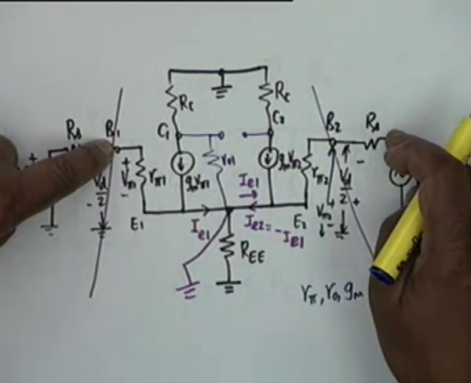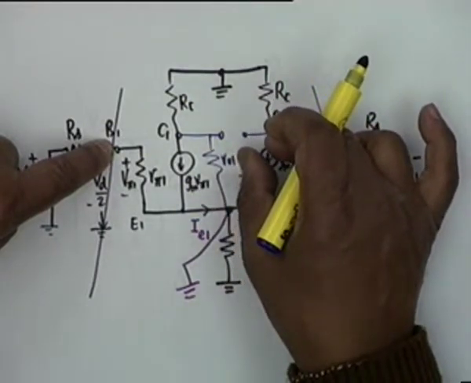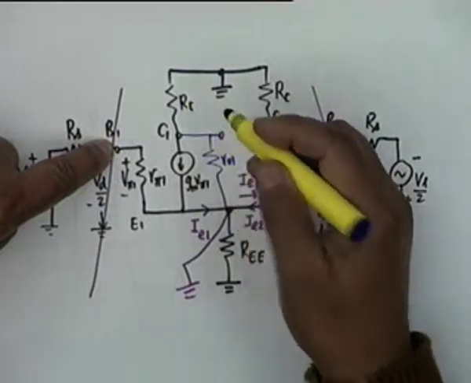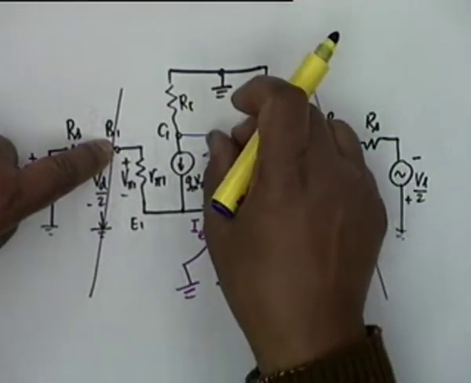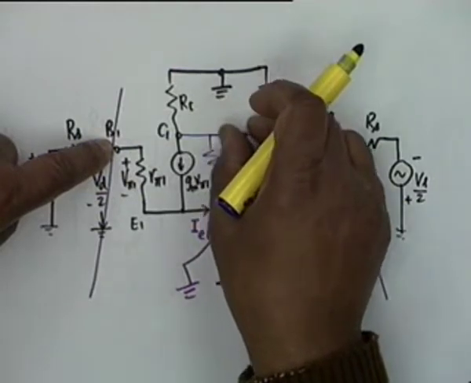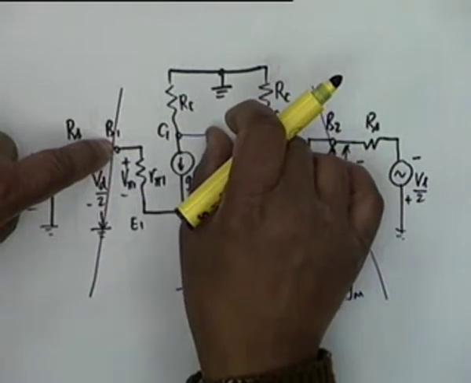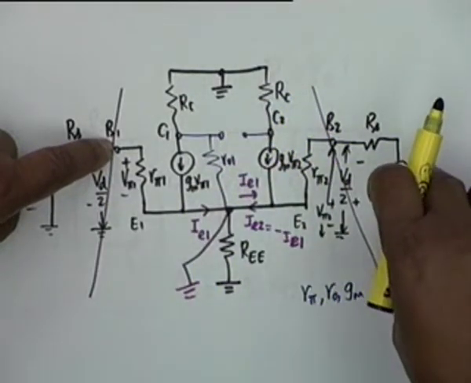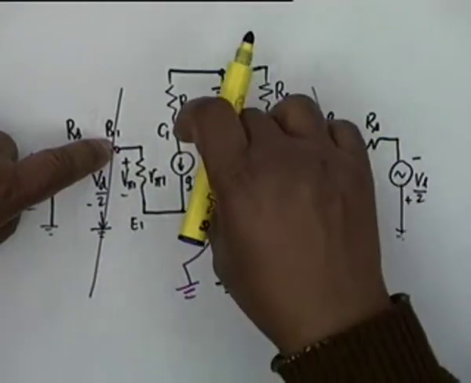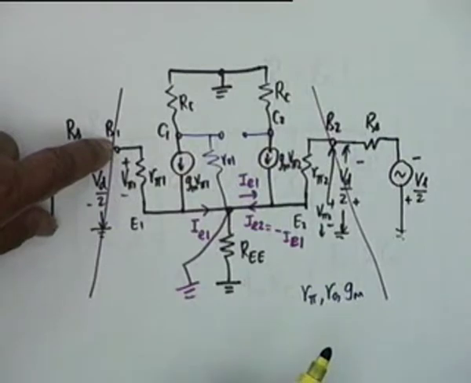But in that case, the output is not taken in the differential mode. Output is taken across one of them because we want the output to be grounded. If you want to enhance the gain, then you take the differential output and connect it to the two bases of the next stage. But if this is the final stage, you take the output from one of the collectors to ground.